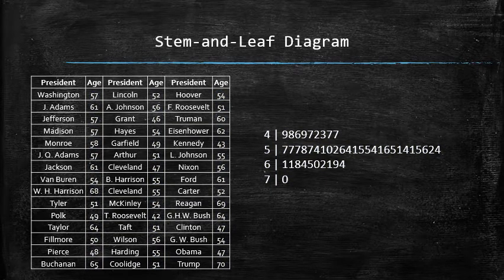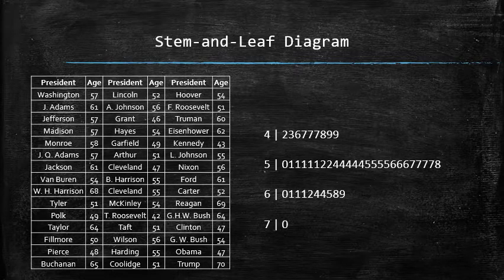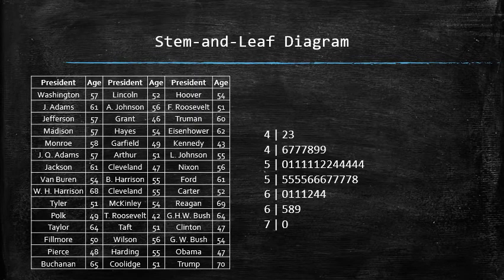Once the diagram is complete, we can sort the values in each branch in increasing order. When the branches are too long, we can split the branches by assigning a portion of the branch, in this case the values from 0 to 4 to one half and the values from 5 to 9 to the other half.